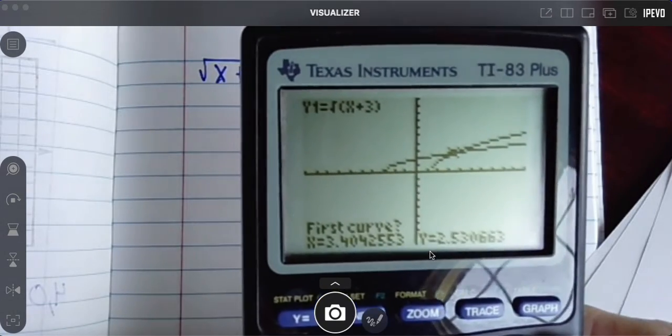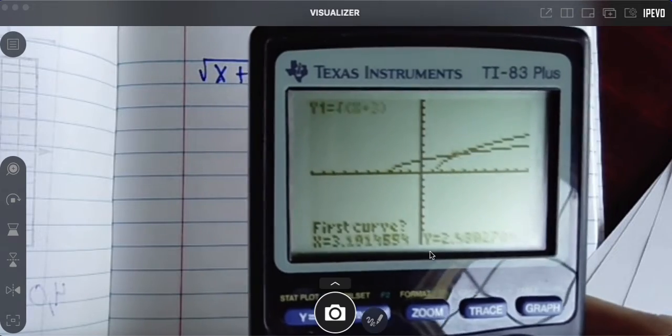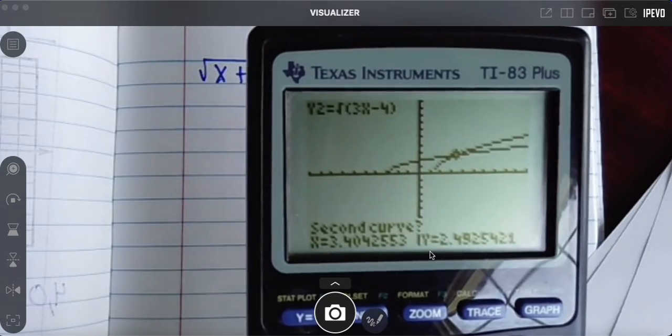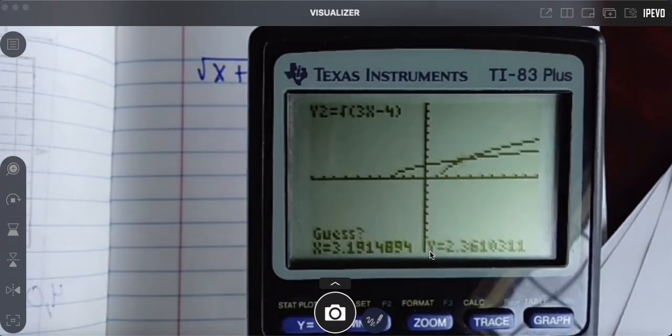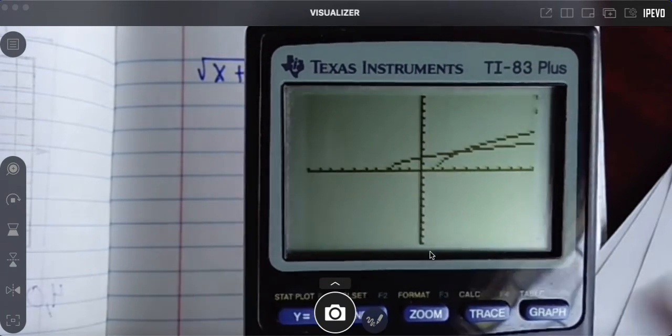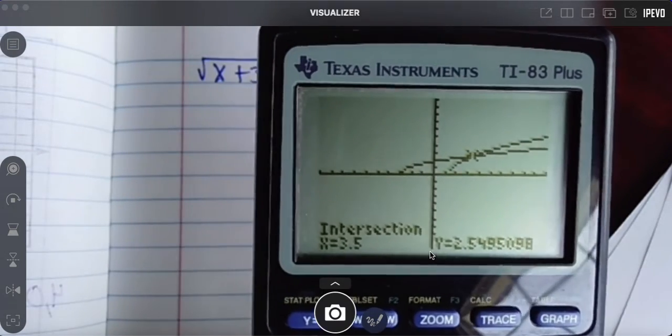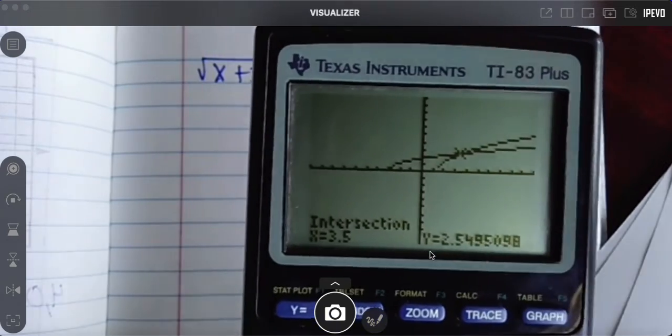But on this one, I'm going to move it close to that. Press enter. So I should move it just close to the intersection, and then you'll press your enter button. And it should tell you X is 3.5. That would be my answer.